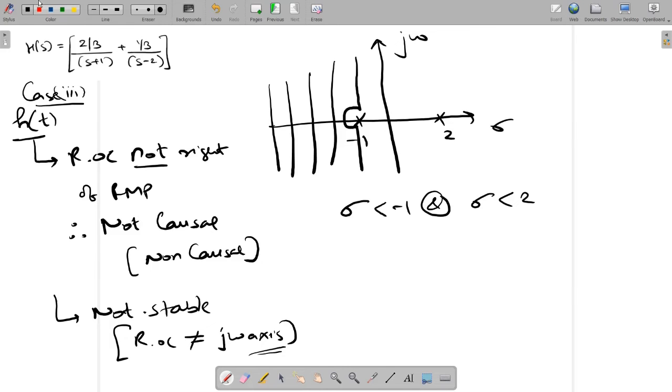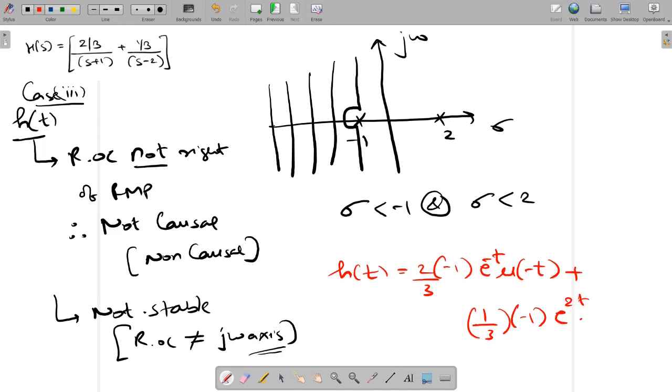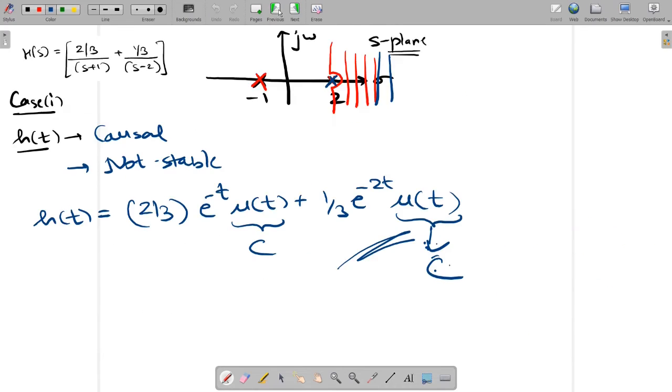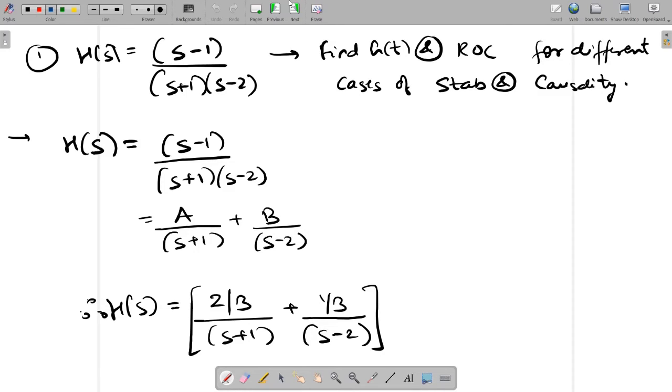So how do I get the inverse Laplace transform for this h of s? h of t will be 2 by 3 minus e raised to minus t u of minus t, minus 1 e raised to 2t u of minus t. We have done this earlier, I will not dwell more on this. This gives us sigma less than -1 and sigma less than 2. So whenever you encounter sums of this kind, have 3 cases and then solve it. Only one topic is remaining for Laplace transform, that is unilateral Laplace transform.